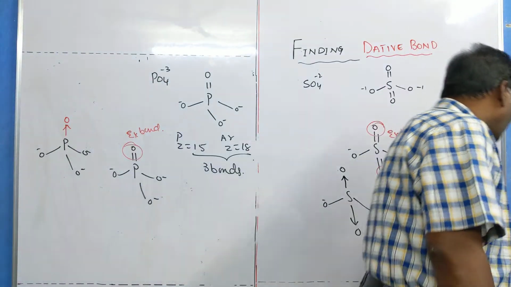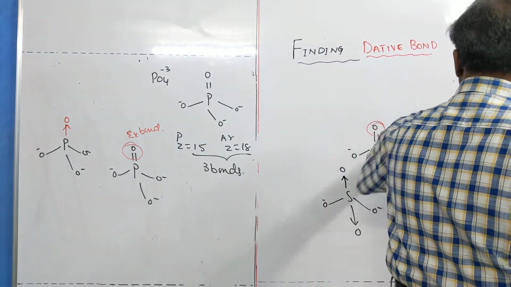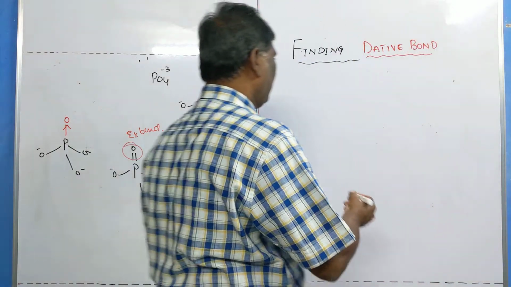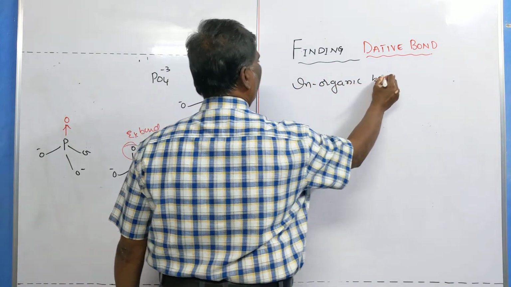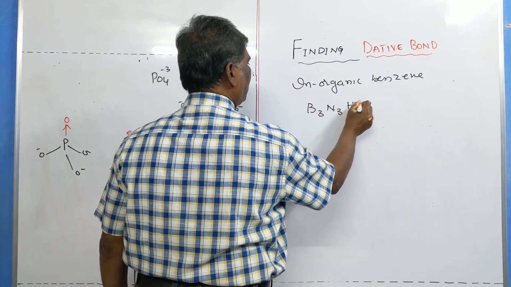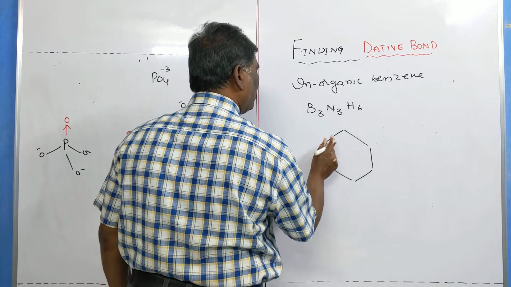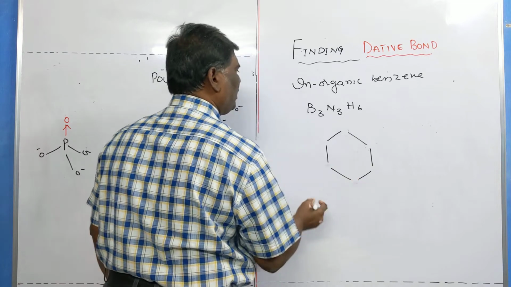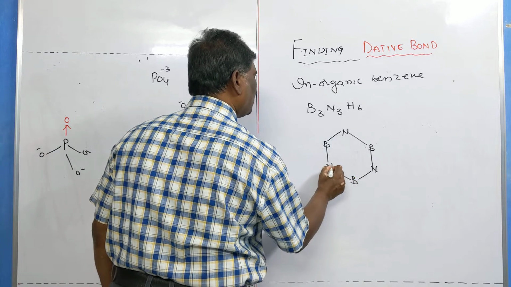Similarly, I go for complex compounds. Before going to the complex compounds, we will explain some molecules having dative bonds. Now you take inorganic benzene. Inorganic benzene is formulated as B3N3H6. It has a structure similar to benzene. That's why it is known as inorganic benzene. Boron, nitrogen, boron, nitrogen, boron, nitrogen.